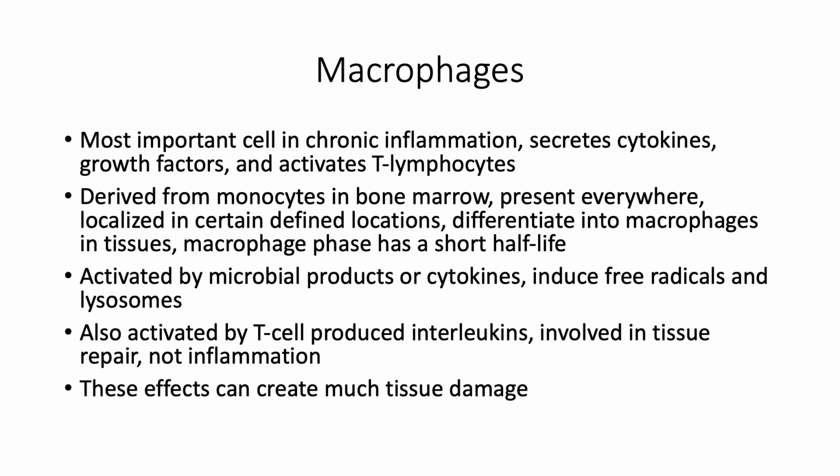Macrophages are the most important cell in chronic inflammation. They secrete cytokines, growth factors, and they activate T lymphocytes. These are derived from monocytes in bone marrow. They are present everywhere. They are localized in certain defined locations, which differentiate into macrophages in tissues. The macrophage phase has a shortened half-life.